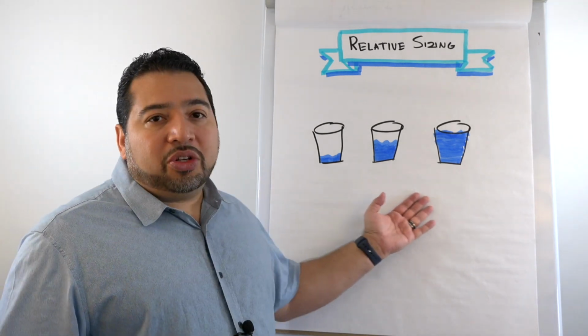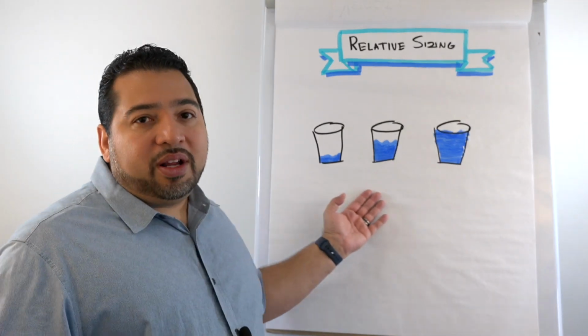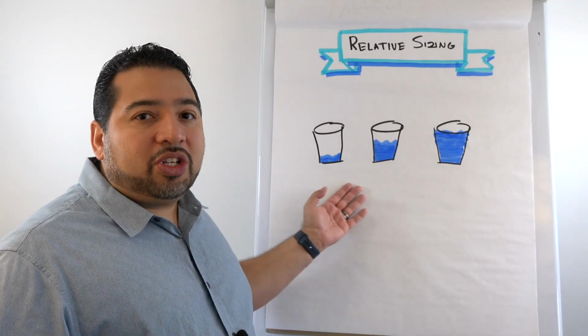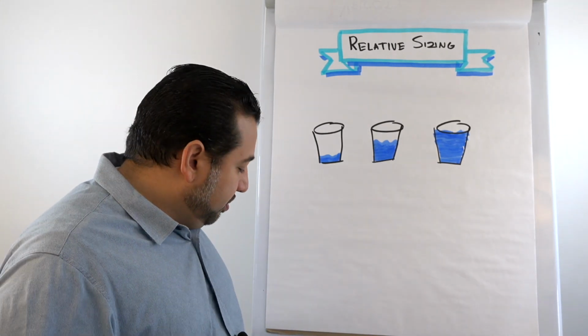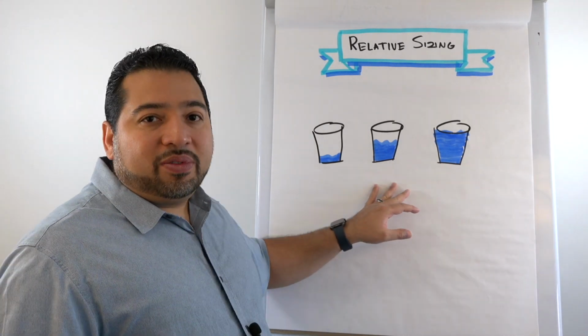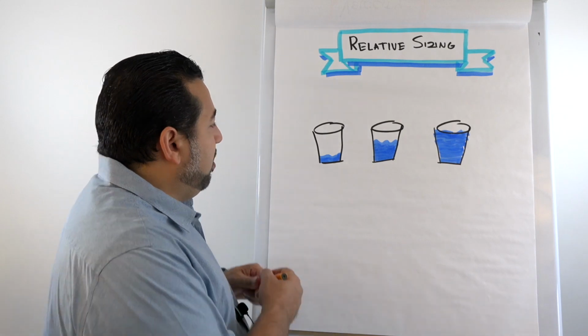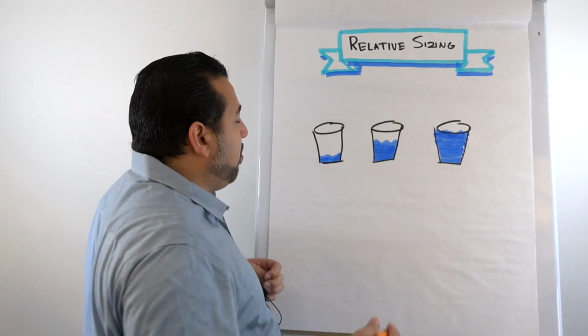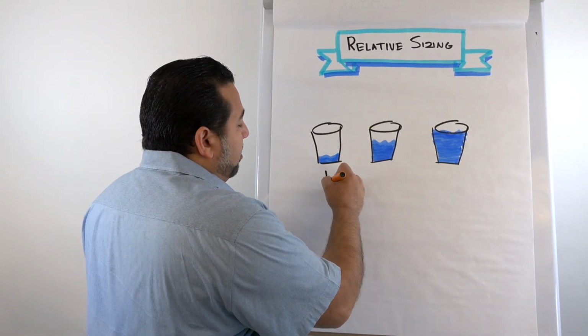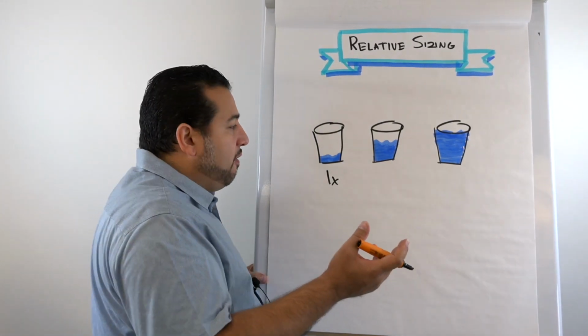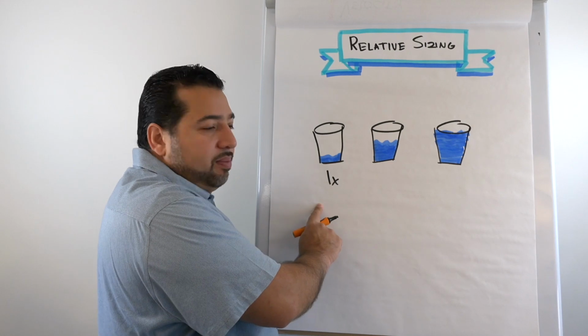So what we want to do is relatively size these cups of water, not based on how much water is in there, but based on relative to each other, what's the relative size? So let's say I look at all these cups of water and ask, which cup has the least amount of water in it? Obviously it's this one. So I'm going to make this a 1x. If this is a 1x, think to yourself, how many x is this cup to this one?